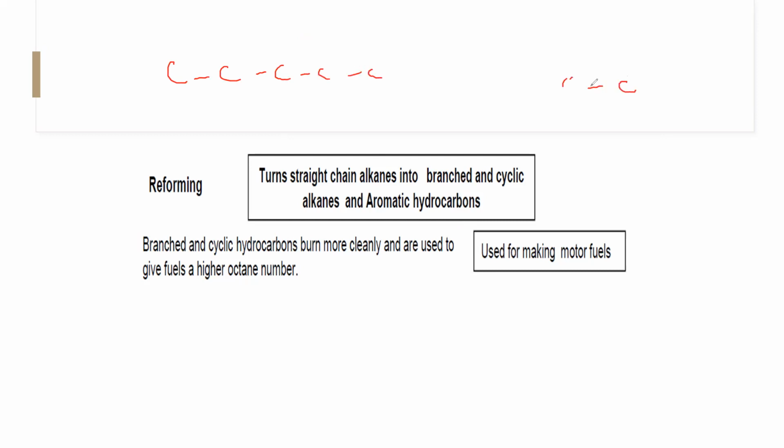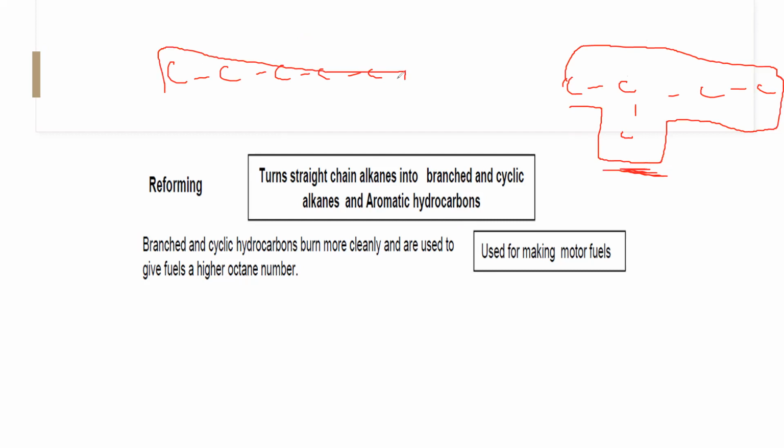But for the branched one, the surface area will be small. The surface area in contact with the other molecules will be smaller as compared to a straight chain molecule. That is why we reform. What is the meaning of reforming? Converting the straight chain into branched and cyclic. That's called reforming. So branched and cyclic hydrocarbons burn more cleanly and are used to give fuel a higher octane number, meaning it can burn easily.